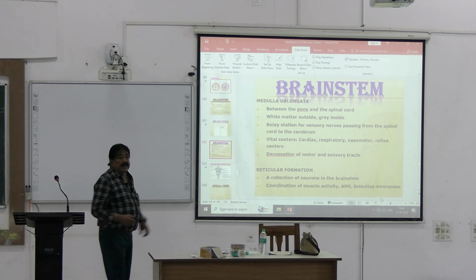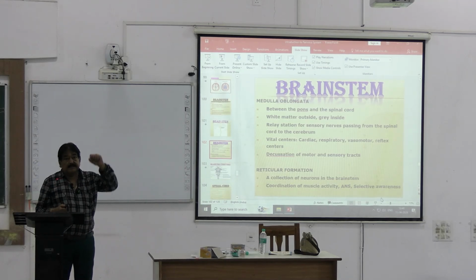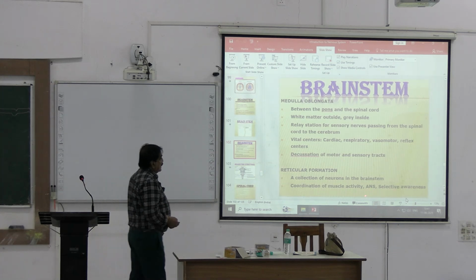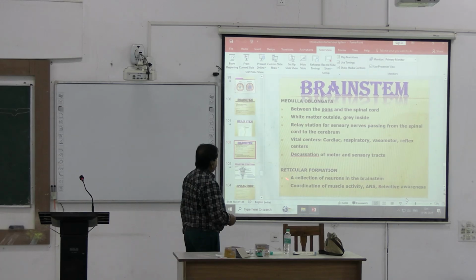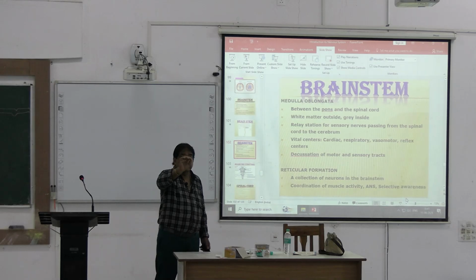The brainstem, that's why in any injury, or hanging, the brainstem is first affected. The vital centers are here: cardiac, respiratory, vasomotor, reflex centers, decussation of motor and sensory tract. Reticular formation, a collection of neurons in the brainstem, coordination of muscle activity and selective awareness, autonomic nervous system. Now, reticular formation can be a 4 marks short note.